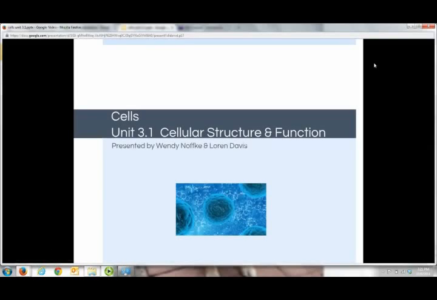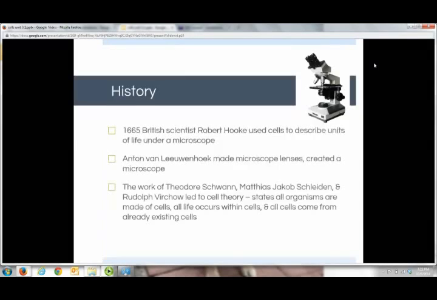Welcome to Unit 3.1 on cell structure and function in this course on cells. I'm Wendy Nofke, one of your presenters today, and I'm going to start giving you an overview of what some of the more common cell structures are.